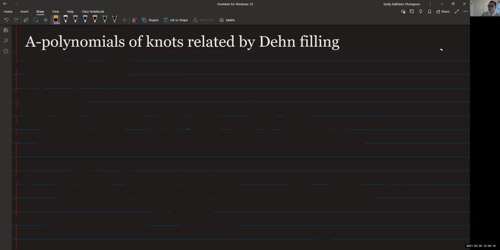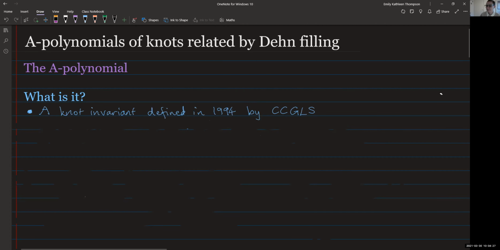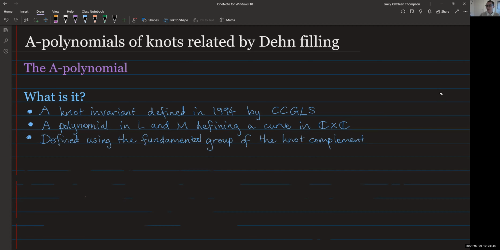So let's start with what is the A-polynomial? Basically, this is a knot invariant that was introduced in 1994 by Cooper, Culler, Gillet, Long, and Shalen. They were interested in the character variety of the fundamental group. And basically what they get is a polynomial in two variables, L and M. We use L and M because they're coming from the longitude and the meridian of the knot. And it defines a curve in C cross C.